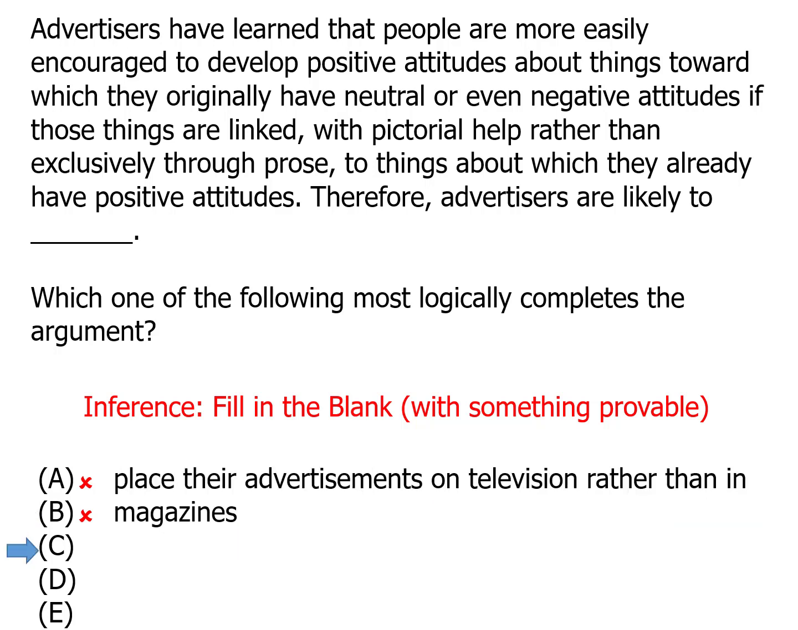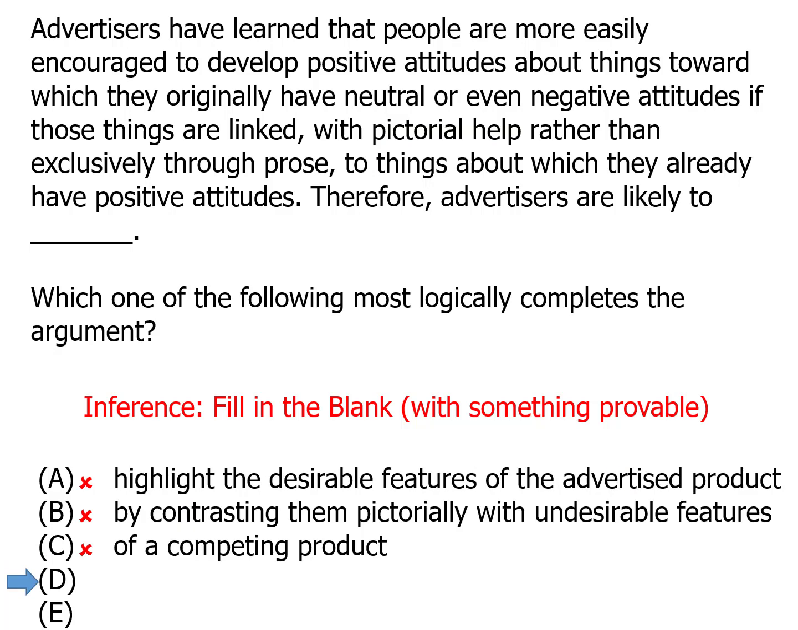Answer choice C. Place their advertisements on TV rather than in magazines. Another confusion of that part. They're supposed to use pictorial help, not abandon text. Answer choice D. Highlight the desirable features of an advertised product. That part works, but the rest of it doesn't. By contrasting them with undesirable features of a competing product, they're supposed to be associating them with things that people already have a positive attitude about, not associating them with something they have a negative attitude towards.